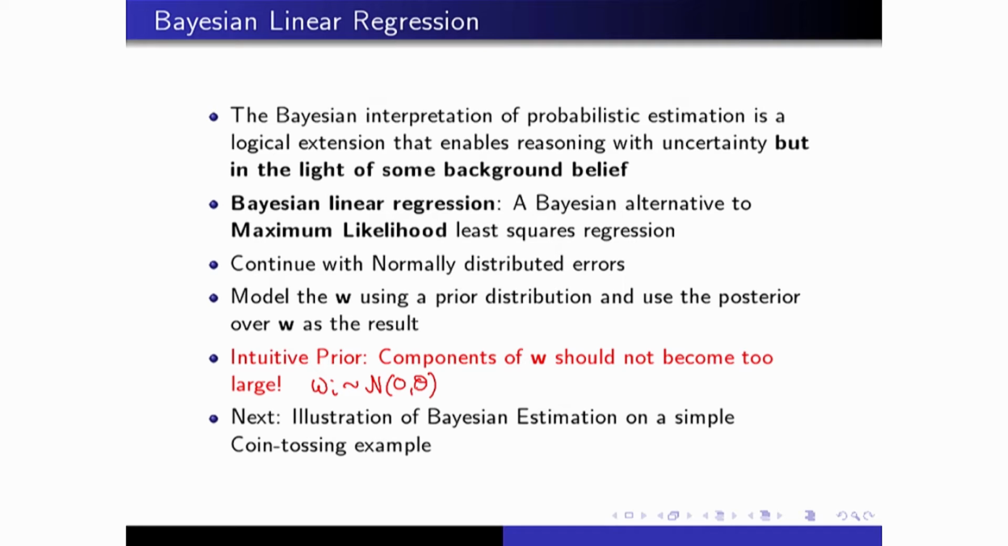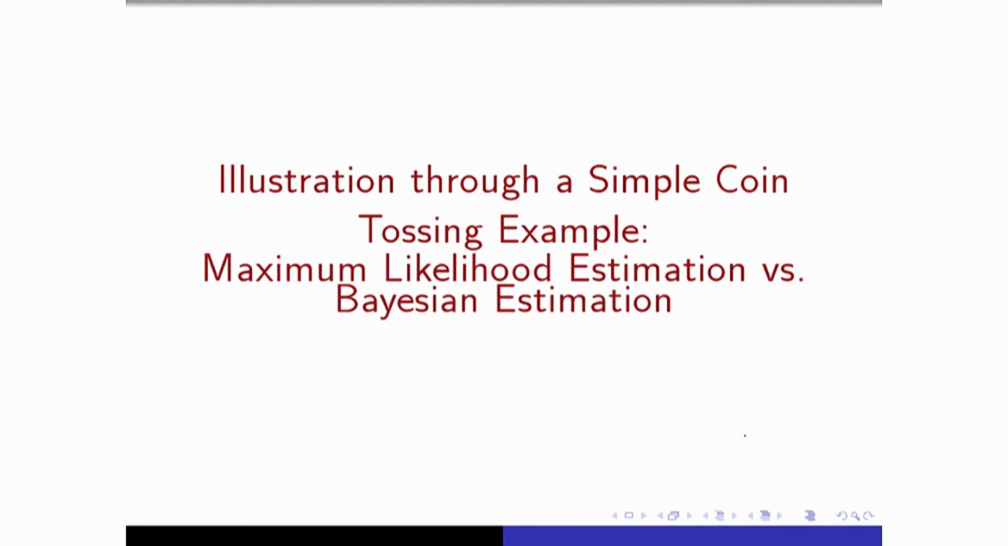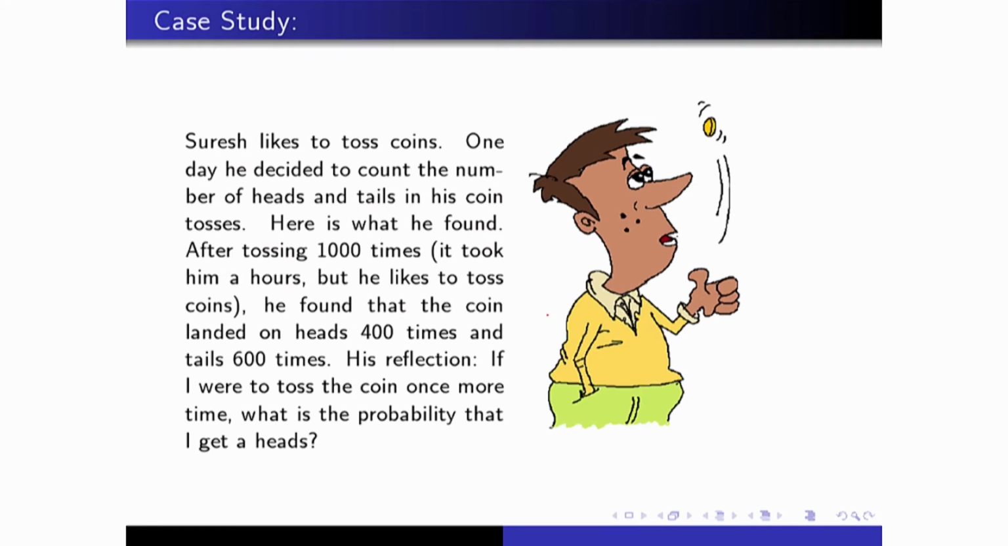So the question is, how will you use such a prior for the posterior? We'll need to understand prior and posterior a little carefully, and we'll do that through an illustrative coin tossing example. We'll discuss what the maximum likelihood estimate means for this coin tossing example, and then contrast that with Bayesian estimation.